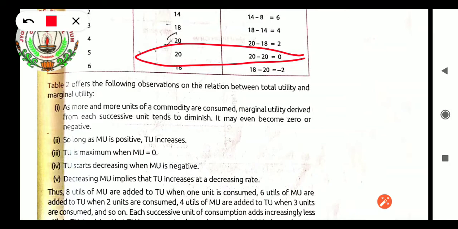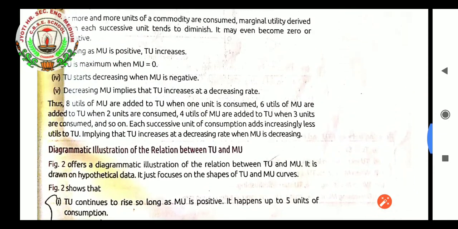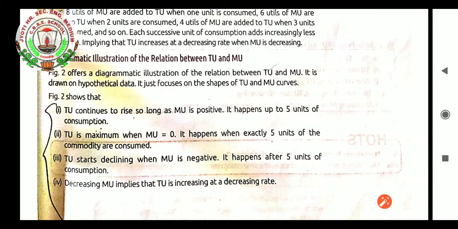TU starts decreasing when MU is negative. Once MU gets negative, that is below 0, afterward TU also starts declining. Decreasing MU implies that TU increases at a decreasing rate. Thus 8 utils of marginal utility are added to total utility when 1 unit is consumed. 6 utils of MU are added to TU when 2 units are consumed. 4 utils of MU are added to TU when 3 units are consumed, and so on. So this was the relation between TU and MU.